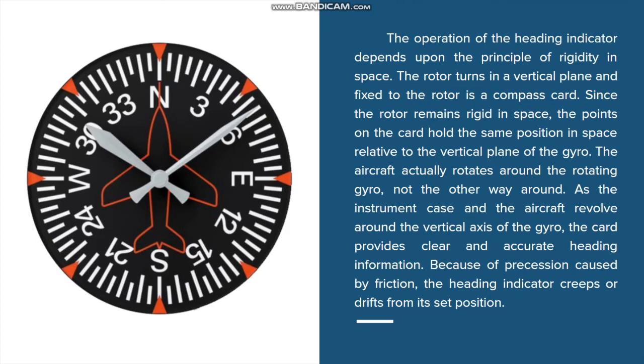As the instrument case and the aircraft revolve around the vertical axis of the gyro, the card provides clear and accurate heading information. Because of precession caused by friction, the heading indicator creeps or drifts from its set position.